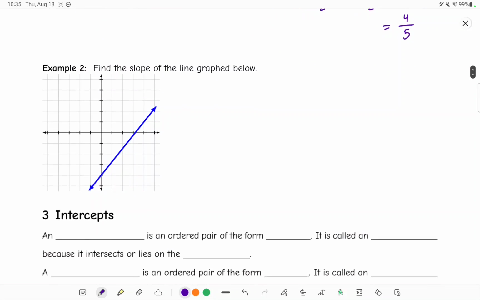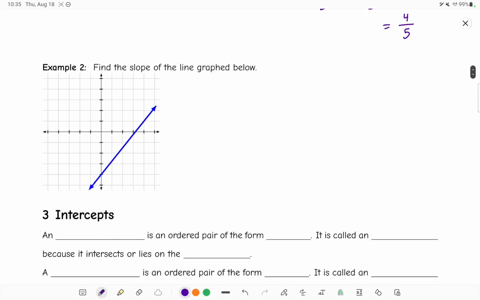Example 2. How do we find the slope when we're given the graph, though? Well, one way you can do it is you can just find 2 points on the line. So, for example, 0, -4, and 4, 1. And you can use the slope equation. But when you're given the graph, it's easier to think of the slope as the change in y over the change in x. So you start at one of the points and you go to the other point.